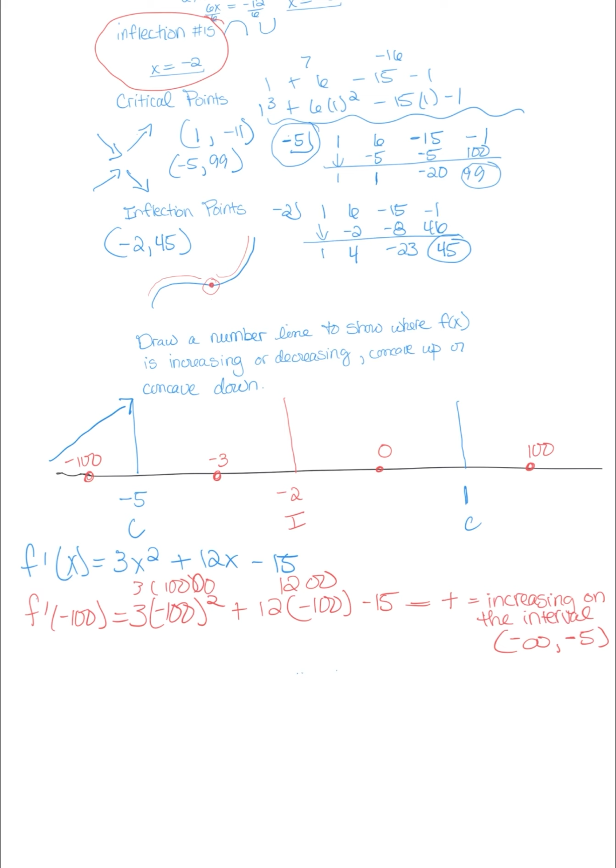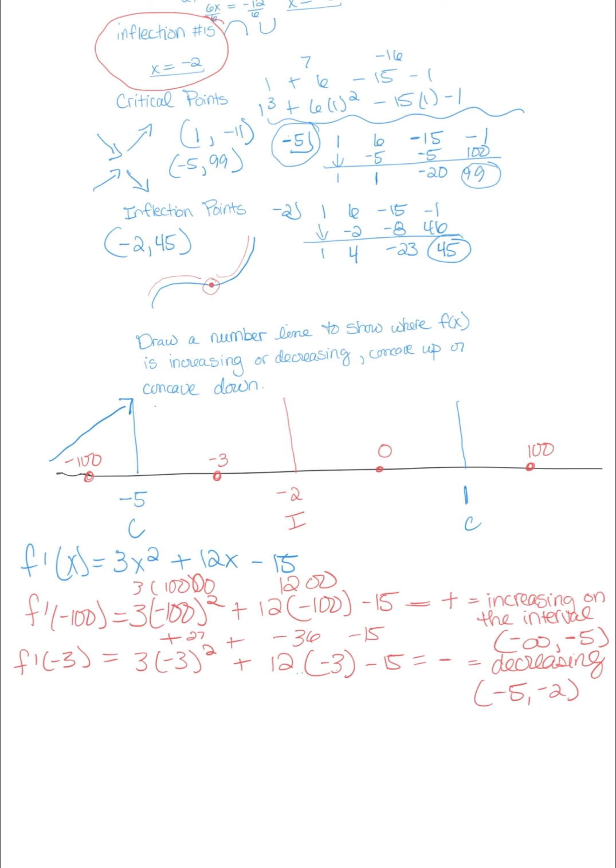Now we're going to plug -3 into the first derivative and see what's happening there. So we have 3 times -3 squared, which is going to be a positive, plus 12 times -3 minus 15. So this is going to be 27 plus -36 minus 15. This is going to be a negative. We don't care what the value is. We just know that it's negative, and therefore it's decreasing on the interval -5 to -2.